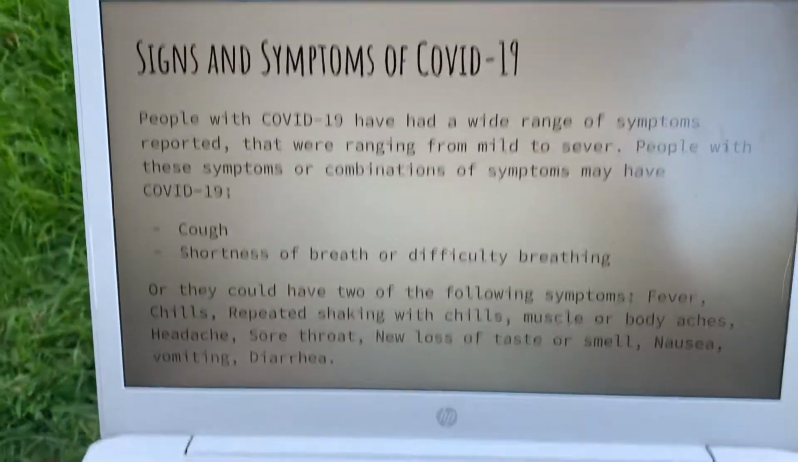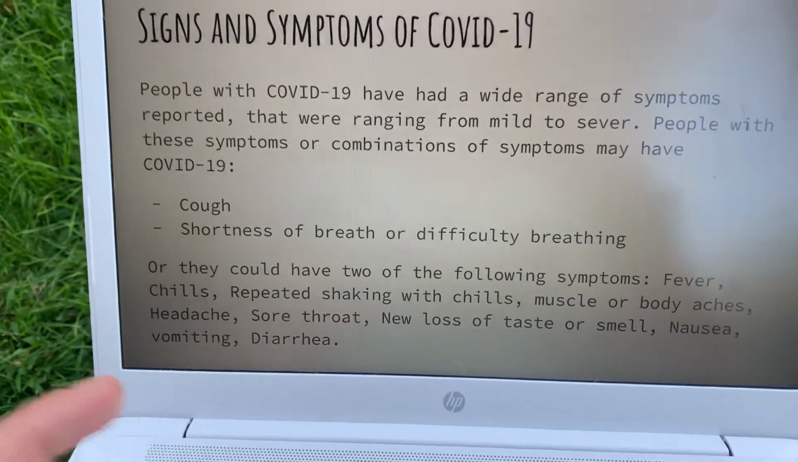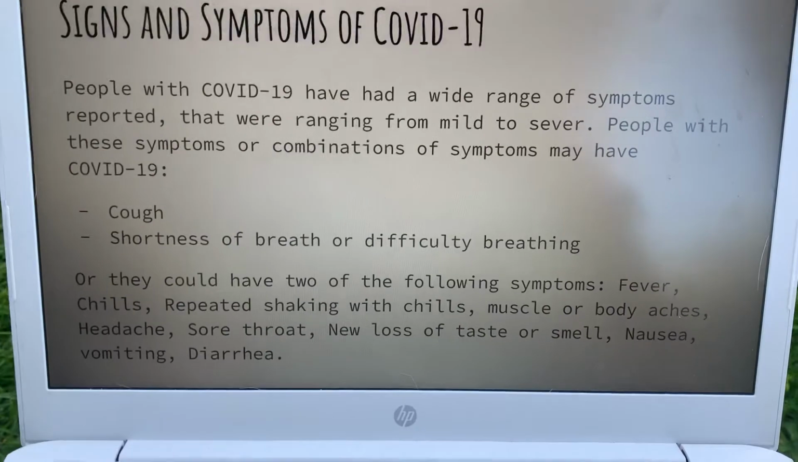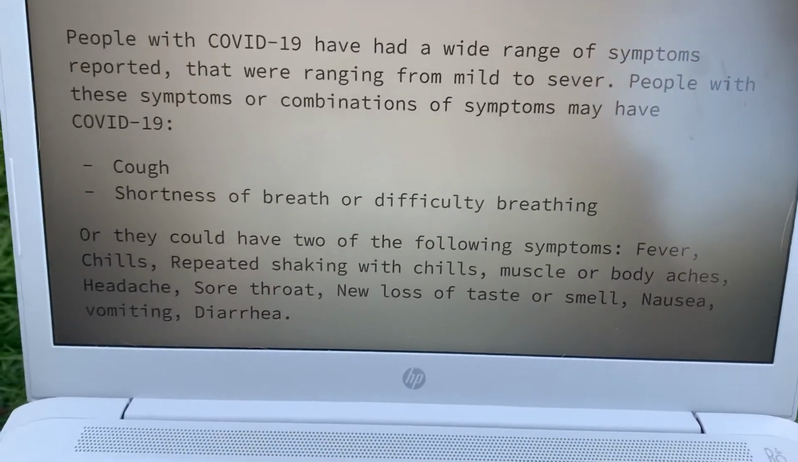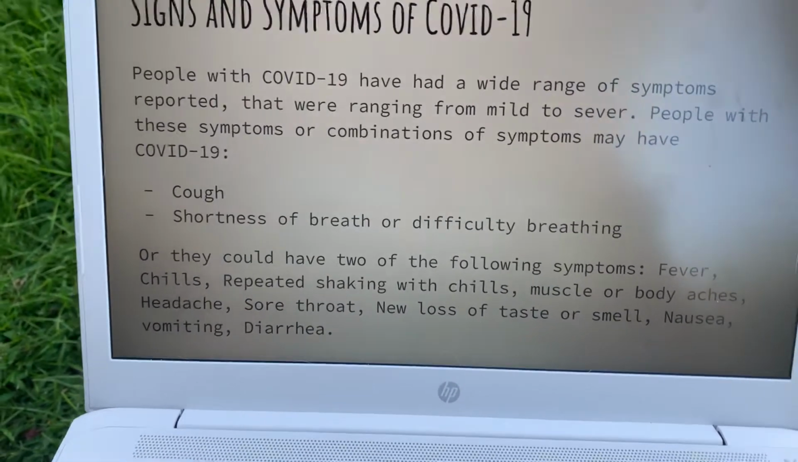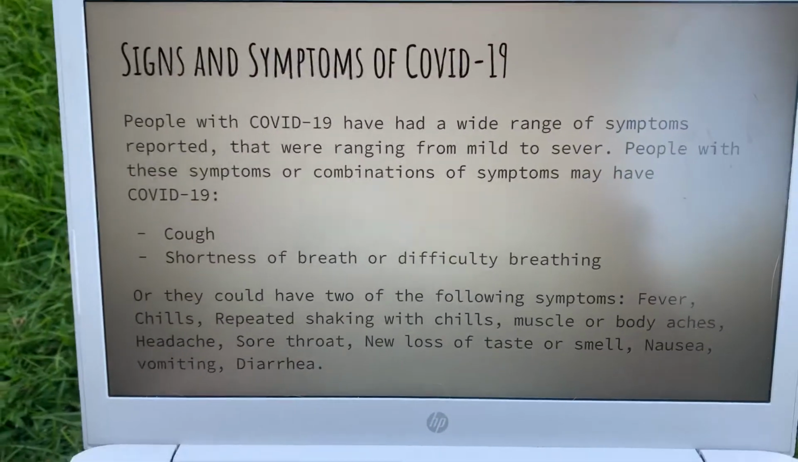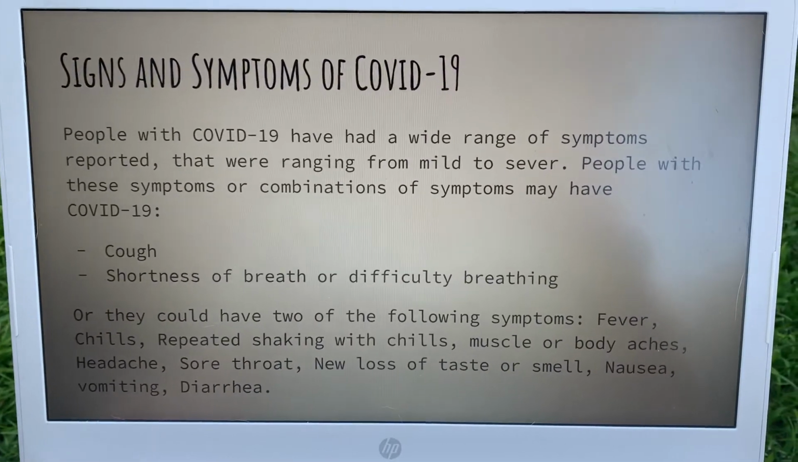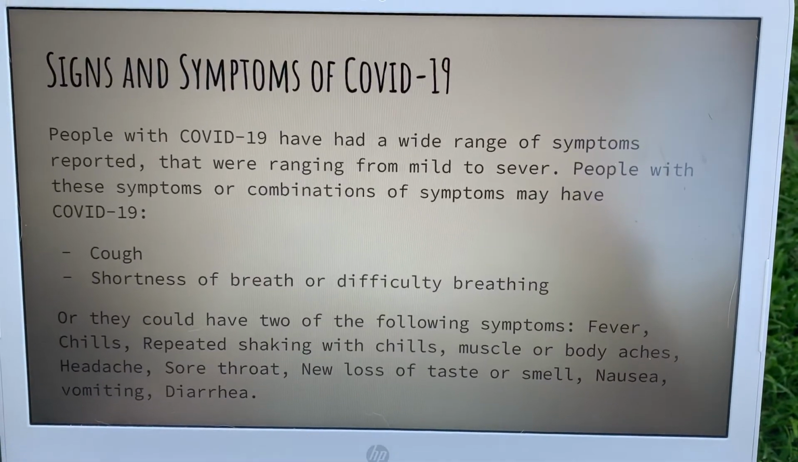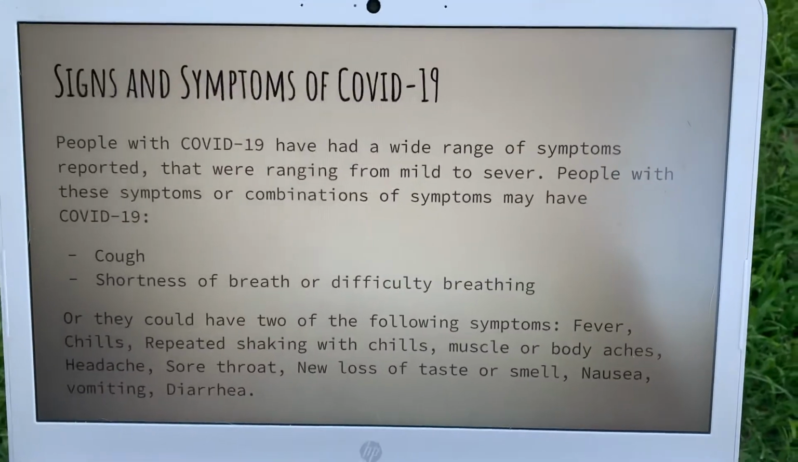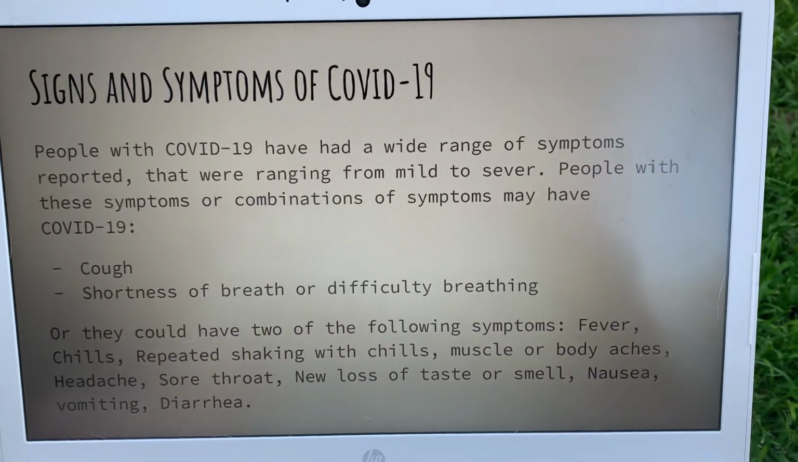Signs and symptoms of COVID-19. Now, these are just signs and symptoms that people have presented with at hospitals and clinics or wherever else, but everybody's signs and symptoms are different. These are just the general ones. People with COVID-19 have a wide range of symptoms reported, ranging from mild to severe. People with these symptoms or combinations of these symptoms may have COVID-19.